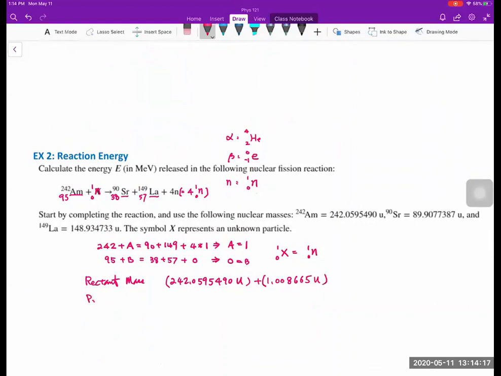Now, the product mass is equal to everything on the right-hand side. So you have 89.907387. If it doesn't give you this, then you have to look at the table. You have to look at the appendix and try to find all these masses from the table. The La is 148.937 4733 U. And for the neutron, you have 4, so you have to multiply 4 with 1.008665 U.